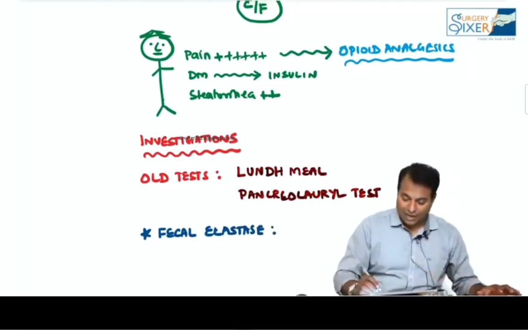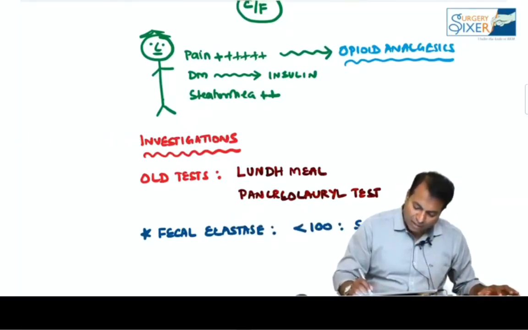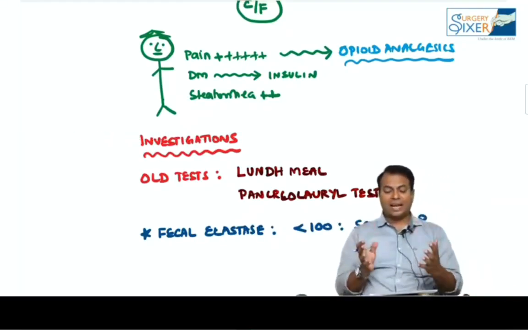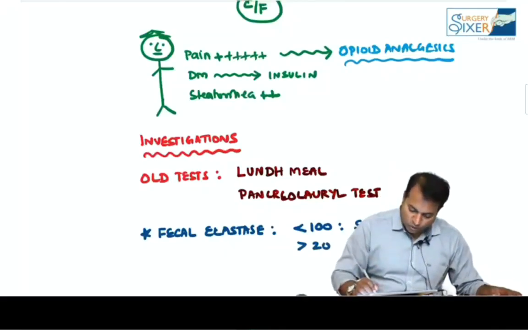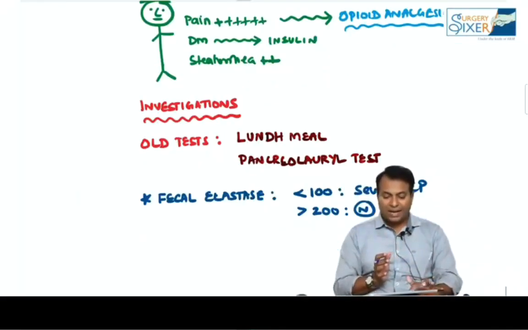So a fecal elastase value less than 100 means there is severe chronic pancreatitis or severe exocrine deficiency. When it is less than 100, there is severe exocrine deficiency. When it is more than 200, it is normal. So less than 200 is chronic pancreatitis.